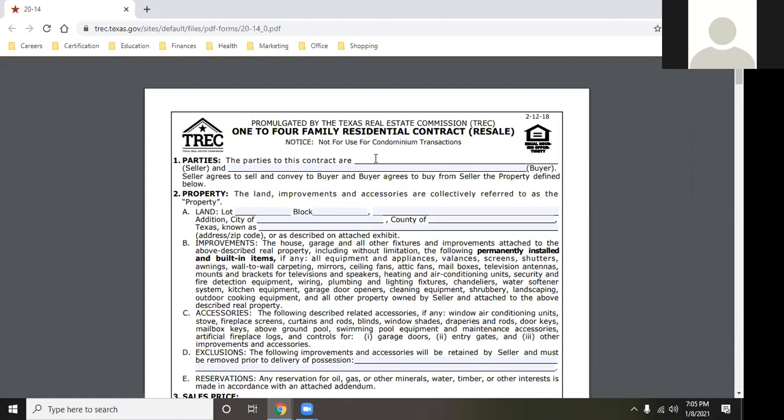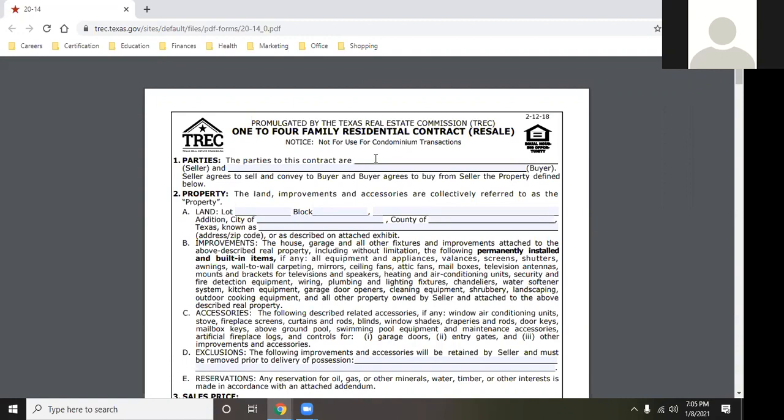Now, I will tell everybody, this is what you're most likely going to be doing on the last day of class. I'm going to give you a hypothetical, and you're going to fill out a contract. So I'm going to step us through one.